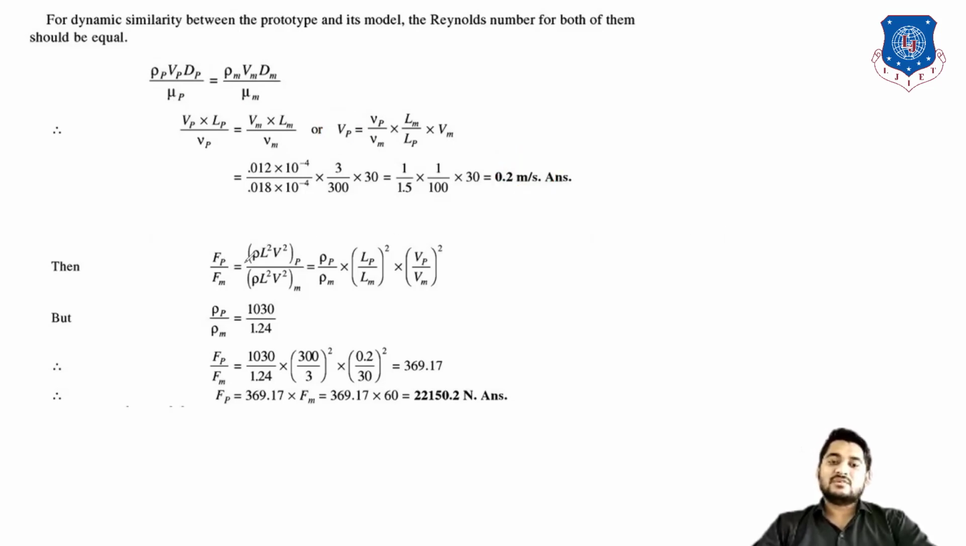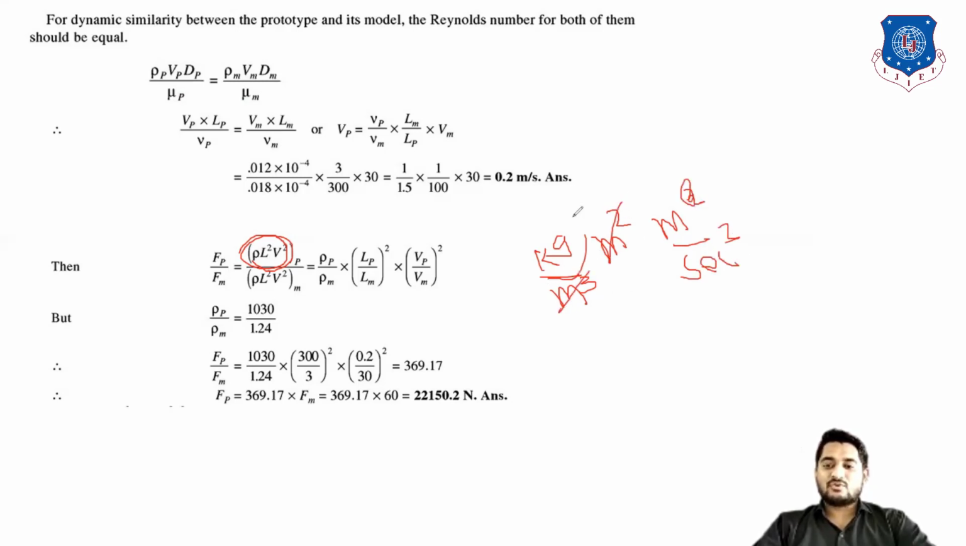Now the resistance of the prototype. We can write force F is equal to rho L square V square. If we derive the dimensions of rho L square V square, remember, for rho the unit is kg per meter cube. For L square it will be meter square. For velocity the unit is meter per second, but velocity square, so meter square per second square. So what is remaining? Meter cube got cancelled. So we get kg into meter per second square, which is considered as force in Newton.